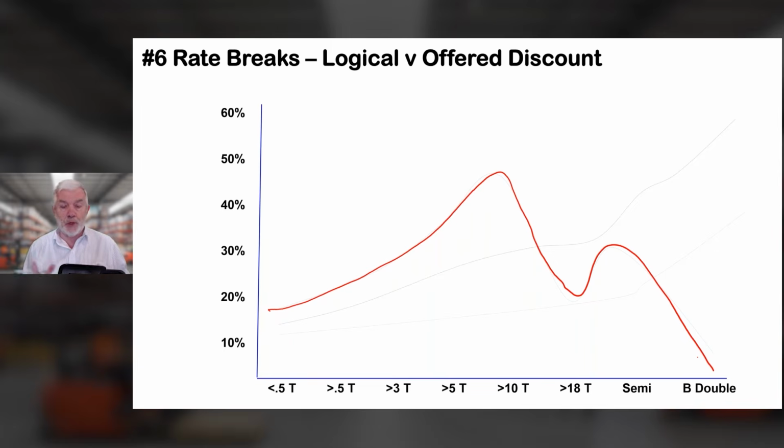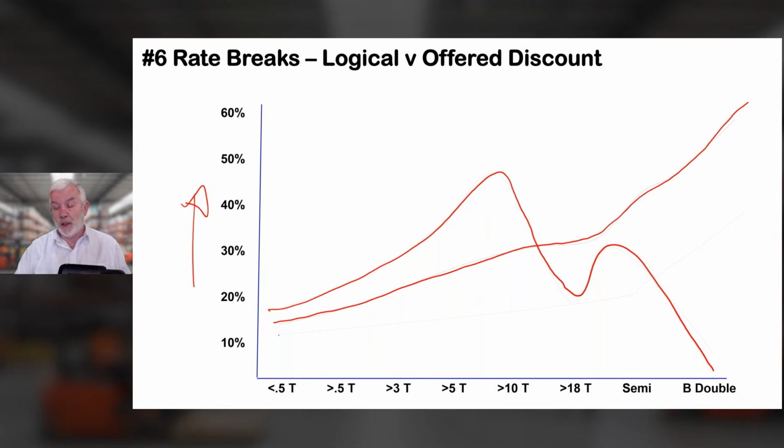The way it works, if we're working on a kilo rate, is that the bigger the consignment, generally, the bigger the discount you get off that basic kilo charge. I'm going to make this very simplistic, but logical would look something like this. As your consignments get bigger and bigger, you get a bigger discount off that kilo charge, as we get into 3 ton, 5 ton, 10 ton, and so on. That's what logical would look like. And as you get into the semi-trailers and the big doubles, you should be getting really good rates there.